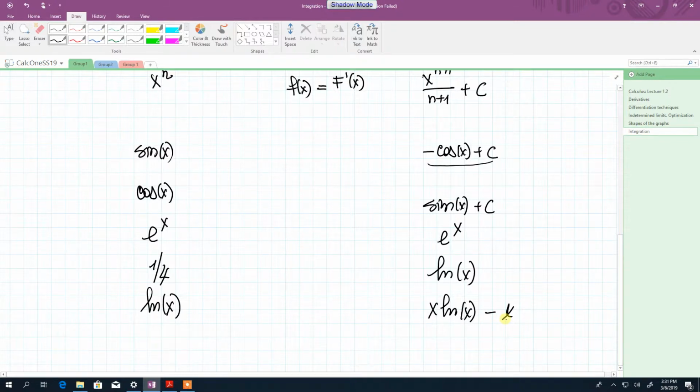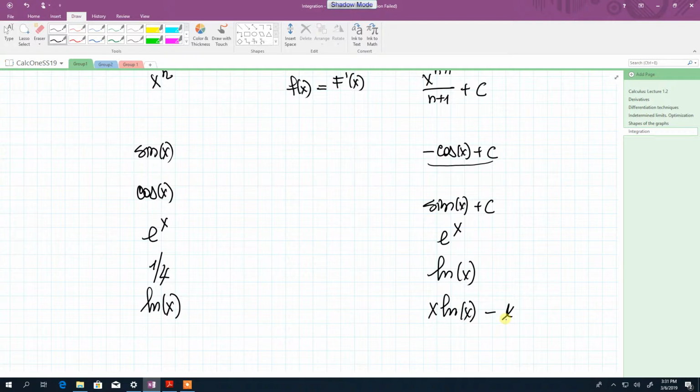So what is the derivative of x multiplied by ln x? We need to use the multiplication rule, right? The derivative of x, which is 1, multiplied by ln x, plus the derivative of ln x, which is 1 over x, multiplied by x, which is 1, right? Minus the derivative of x, which is 1. The 1 and the minus 1 will cancel each other, and what is left is just ln x, right? So the antiderivative of ln x is x multiplied by ln x minus x. How do I know this?